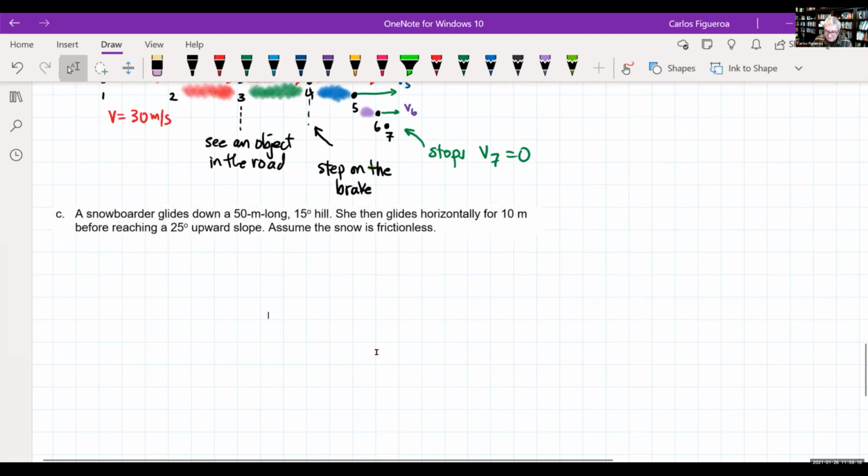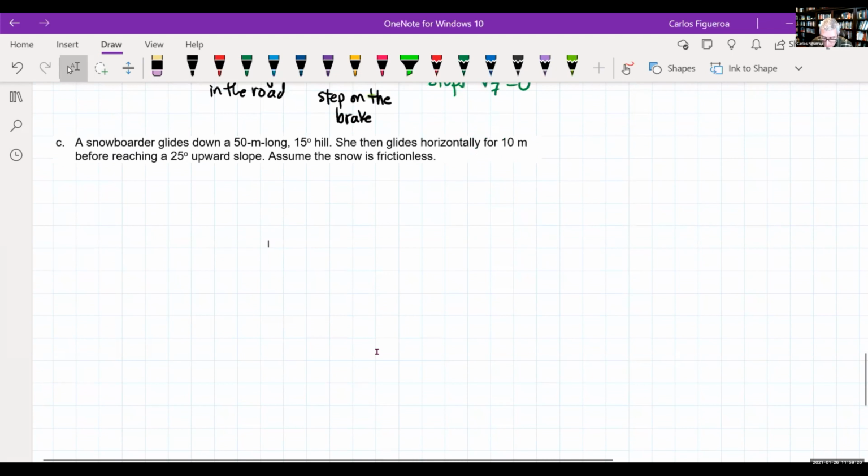Okay. So it says a snowboarder glides down a 50-meter long 15-degree hill. She then glides horizontally for 10 meters before reaching a 25-degree upward slope. Assume that the snow is frictionless. So, there was a question earlier about how do we know when there's a change in direction? This is a change in direction.